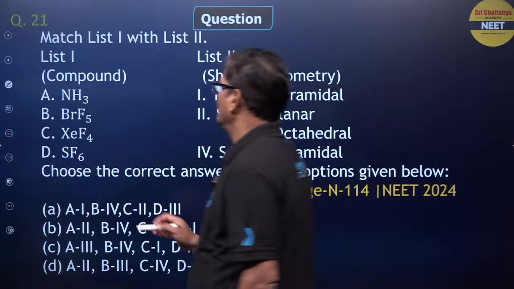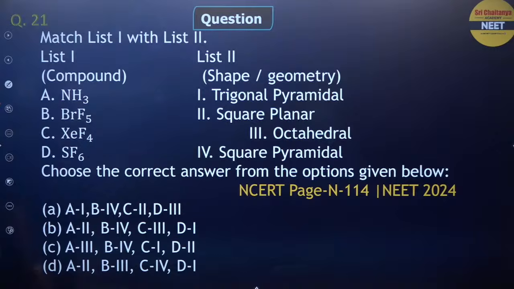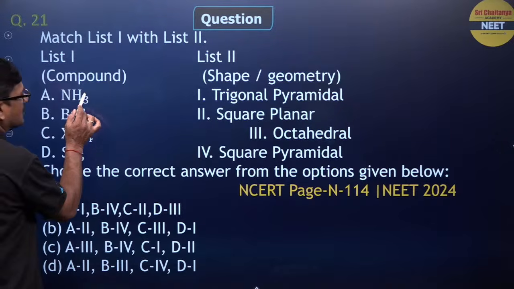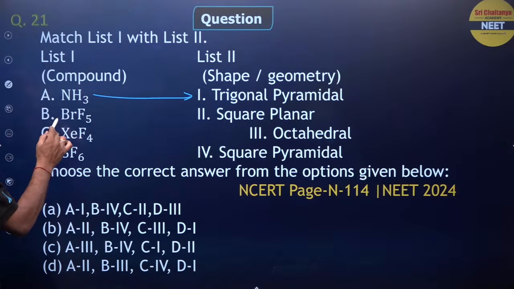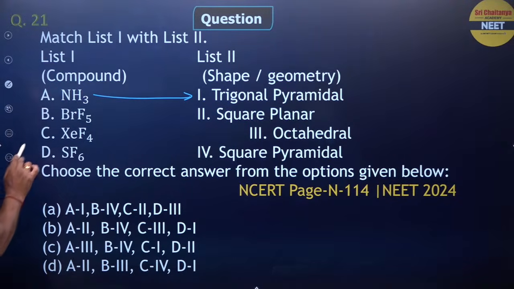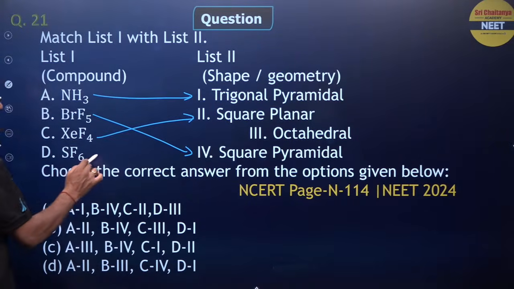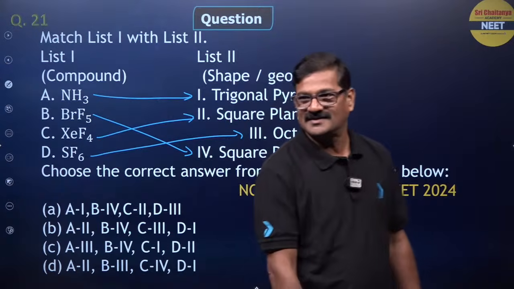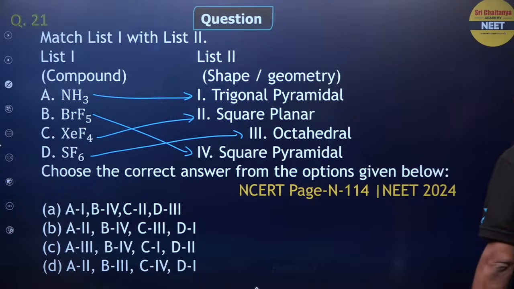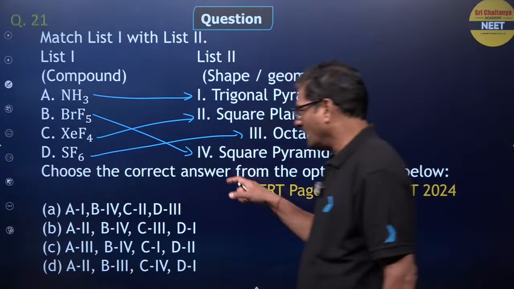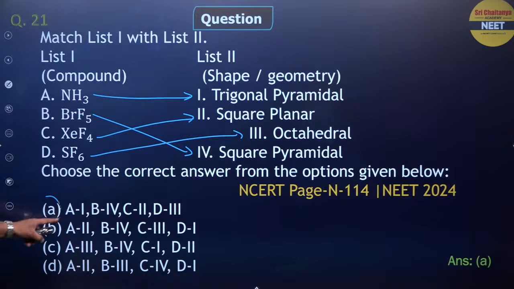So a compound is given, and shape and geometry is given. I can say NH3 is going to be trigonal pyramidal, BrF5 is going to be square pyramidal, XeF4 is going to be square planar, SF6 is going to be octahedral, right? So the answer for this question is going to be A. I am expecting you guys to give the answer along with me.